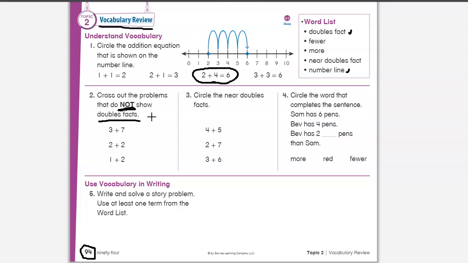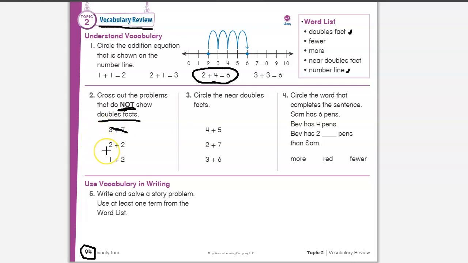So let's look at our problems. I have 3 plus 7. Is 3 plus 7 a doubles fact? No. If it were a doubles fact, it would need to say 3 plus 3 or 7 plus 7. But this is not a doubles fact, and it told us to cross out the problems that do not show doubles facts. So I am just going to put a line through this equation.